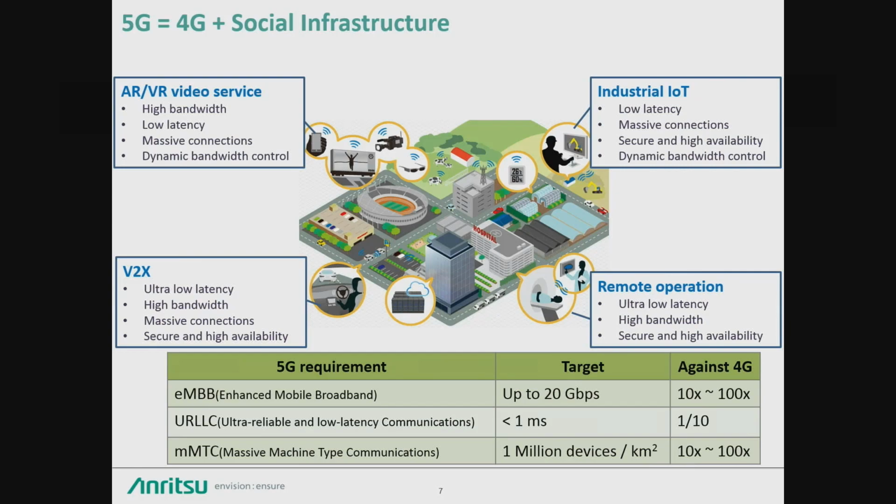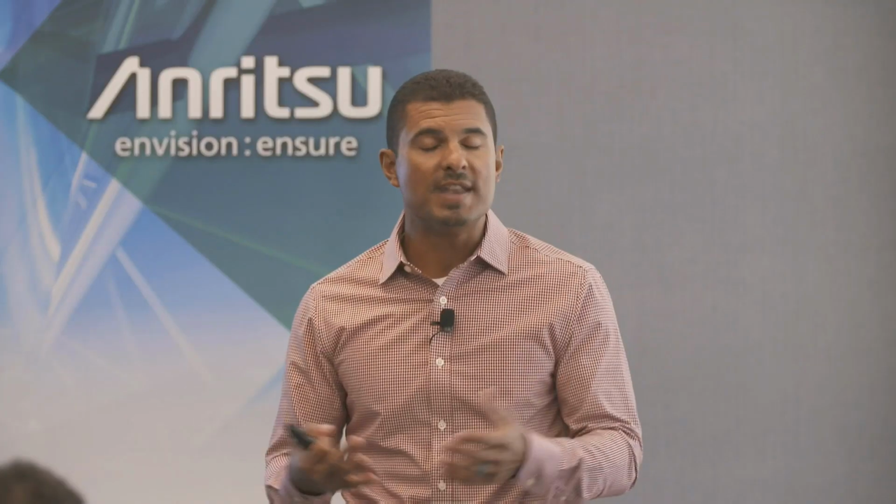And then finally, we see the massive machine type communications, the Internet of Things. 1 million devices per square kilometer. That's where Jeff was giving me a hard time because I kept it with kilometers. But 1 million devices per square kilometer, or 10 times to 100 times that of 4G. I mean, we're already seeing that now. How many of us carry around not just 1, but 2 or 3 smart devices that are connected? That's not uncommon, and we're just going to see that continue to explode.